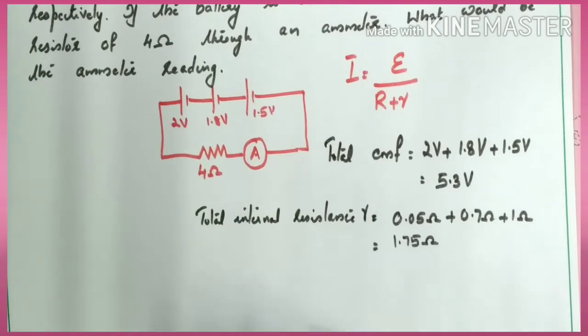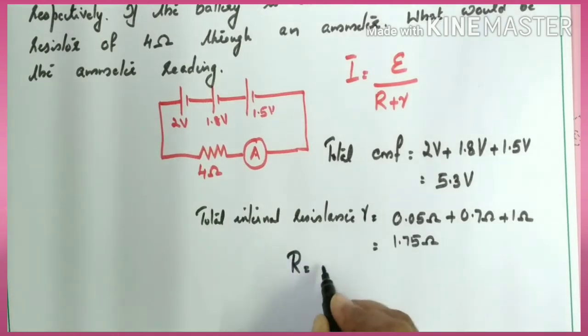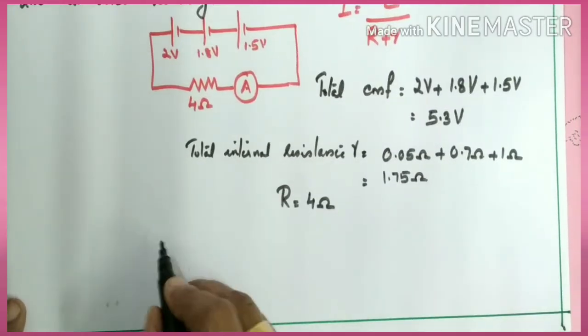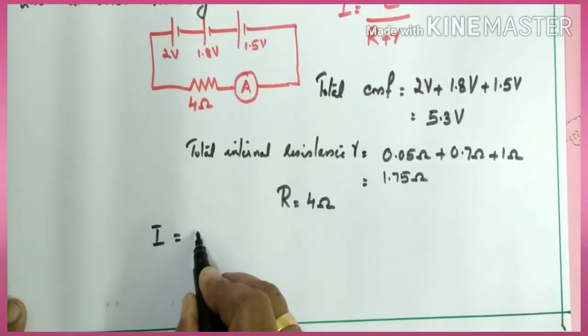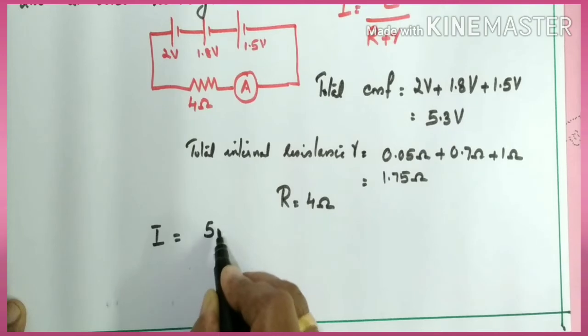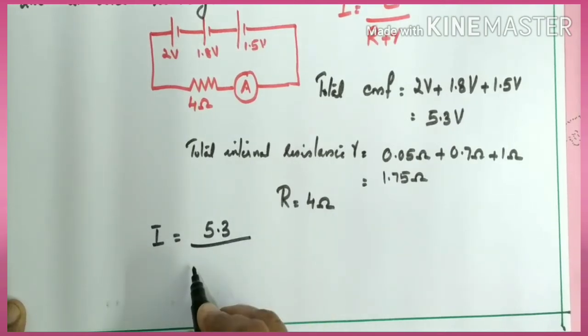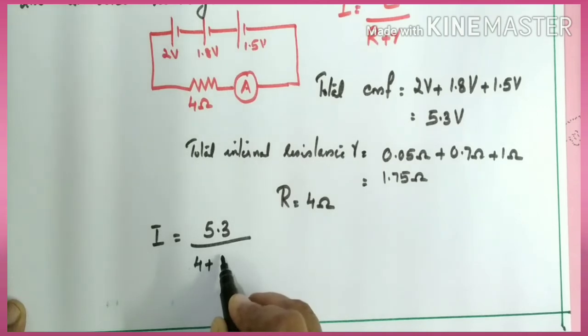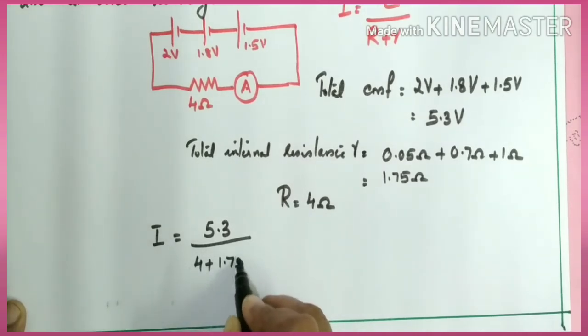And what is the external resistance connected? External resistance connected is equal to 4. Hence, we can substitute I equals E divided by R plus r. What is the total EMF? 5.3 divided by R, capital R is 4, plus the total internal resistance is 1.75.